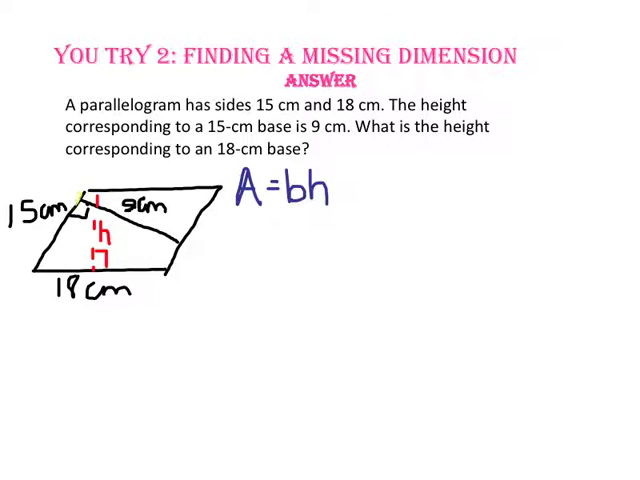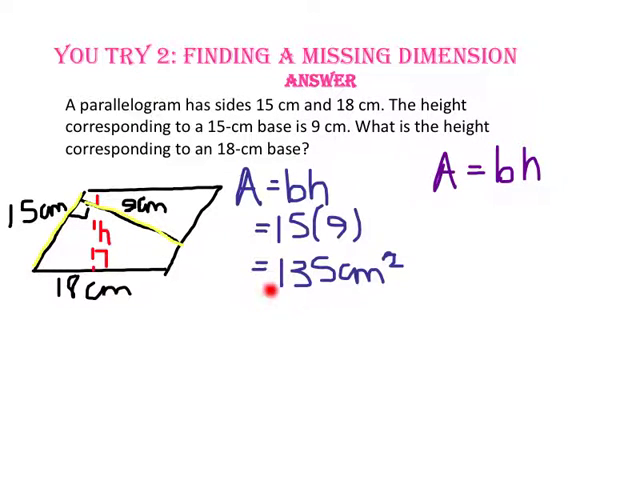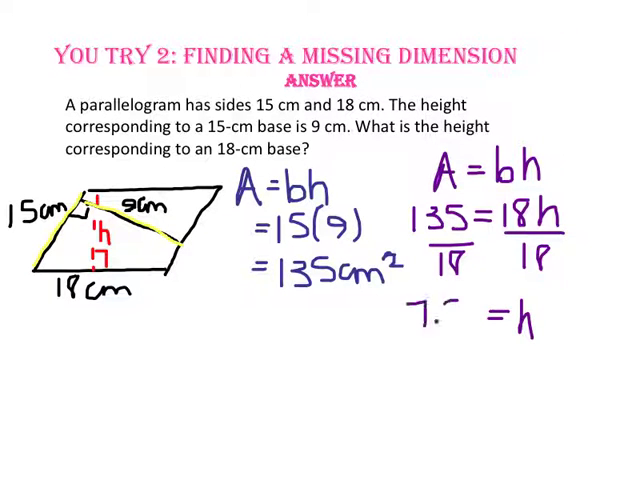Since one base is 15 centimeters and its corresponding height is 9 centimeters, we'll use those two first. Area equals 15 times 9, 135 centimeters squared. Using the same formula, area equals base times height. Let's substitute the area of 135 we just found in for A. We know the base is 18 centimeters, and we're looking for the height h. Divide both sides of the equation by 18, and the height is 7.5 centimeters.